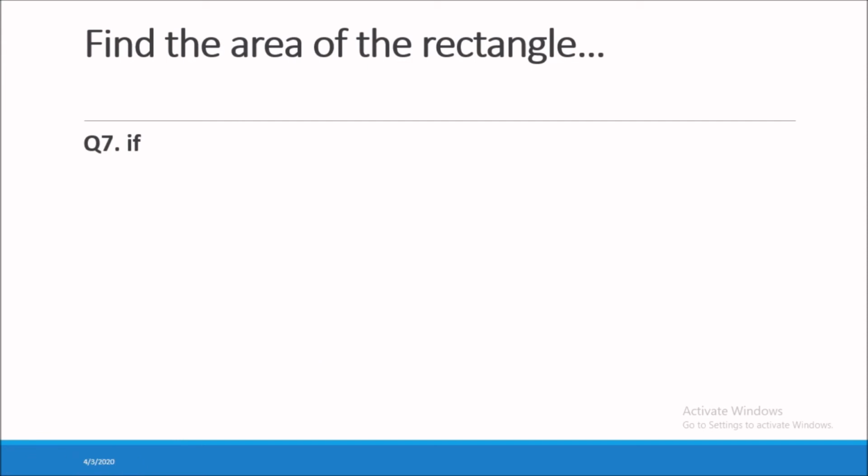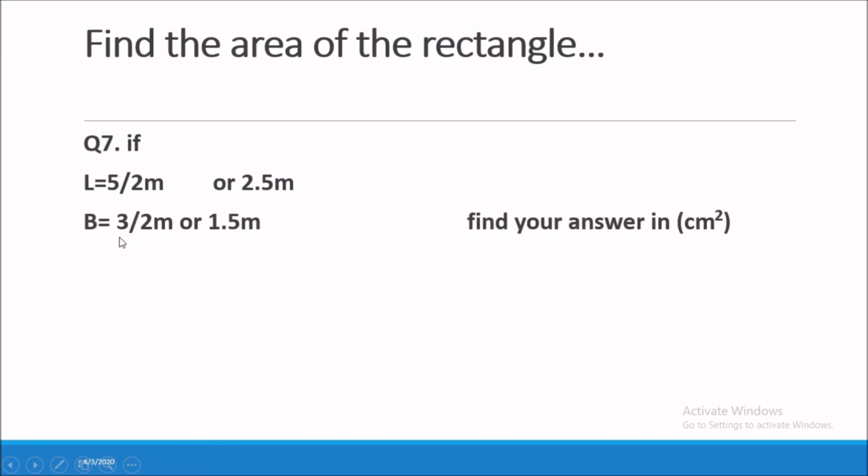Next question says, question 7. If the length is 5 by 2, that is equal to 2.5 meter, and breadth is 3 by 2, which is equal to 1.5 meter. But the answer we have to find in centimeter. Now we are converting the big unit into a small unit. See, this is meter and this is centimeter. So let's convert them first.